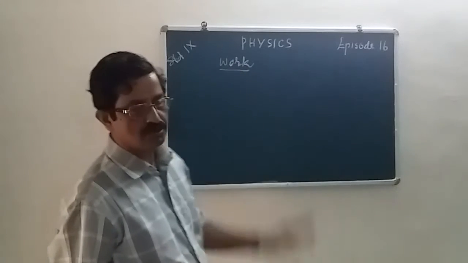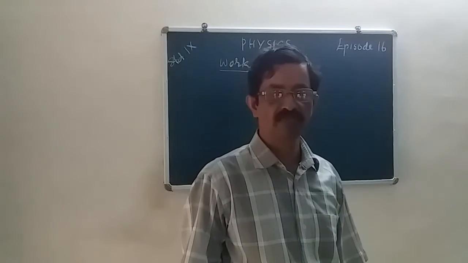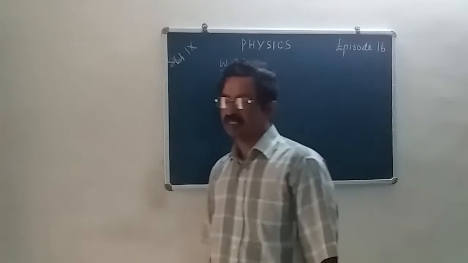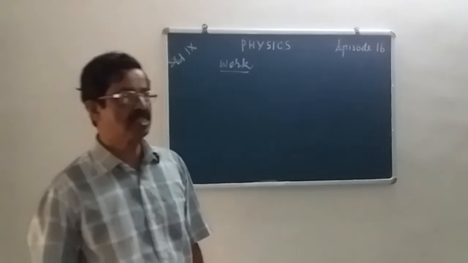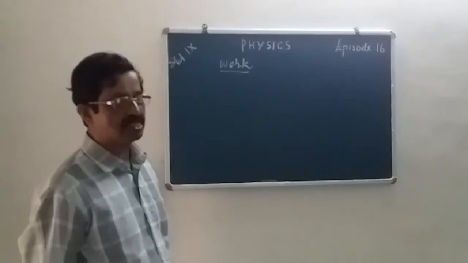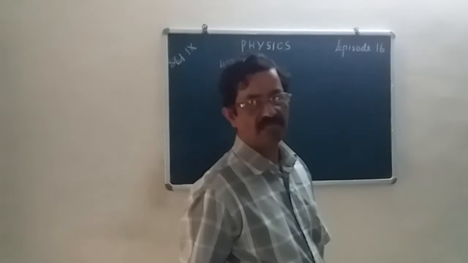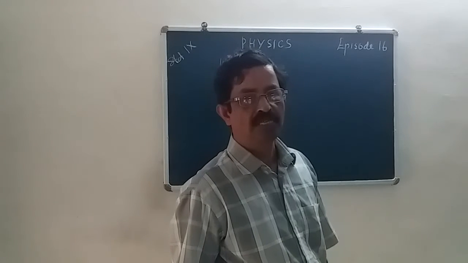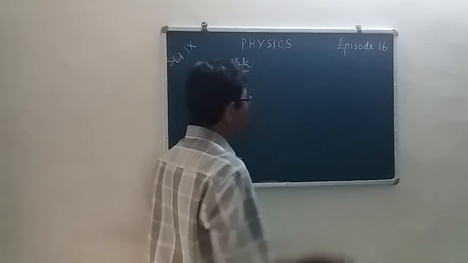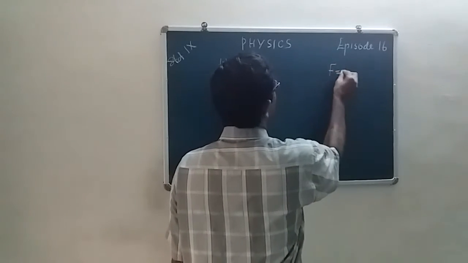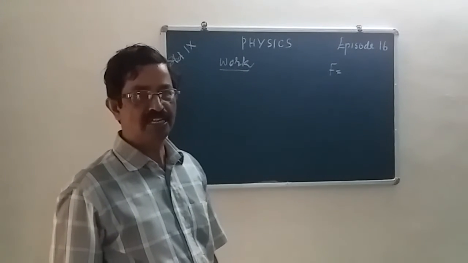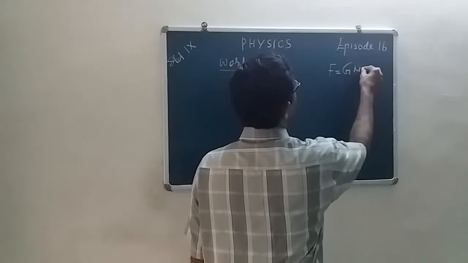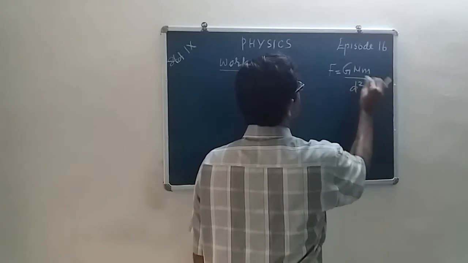Before going to discuss this unit, we want to go through the unit which we discussed in our previous class, that is gravitation. From that we got some relations. You can remember it, the force between two objects anywhere in the universe, that is F is equal to G m by d square, the relation.